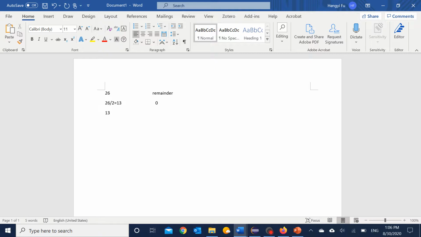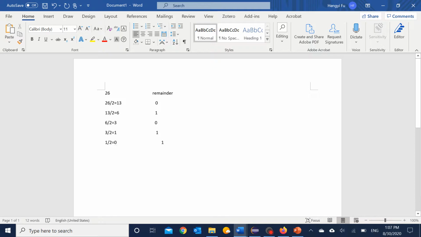Keep on doing this. Divide 13 by 2. The result is 6. Remainder is 1. And divide 6 by 2. Result is 3. Remainder is 0. Divide 3 by 2, result is 1, remainder is 1. And divide 1 by 2, the result is 0, and the remainder is 1. Okay, we should stop here because the result of this division is already 0.